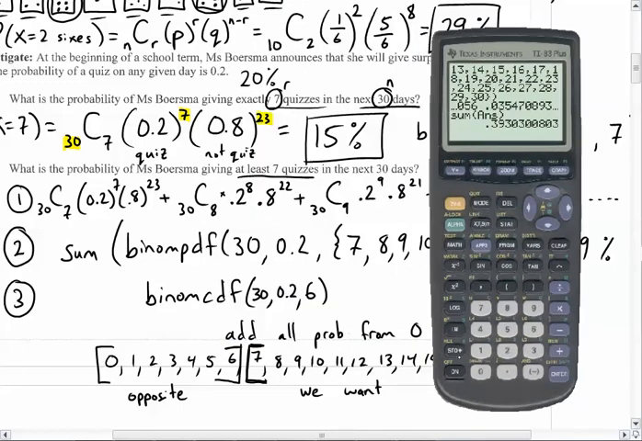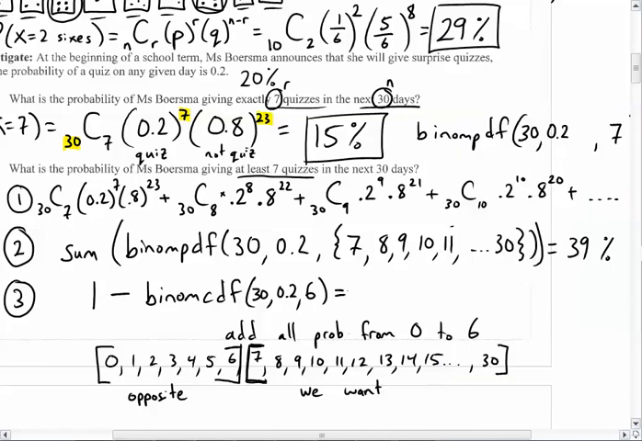So you go to your catalog, second 0, push apps to get down to the B section, and we'll choose the cumulative distribution function for the binomial: 30, 0.2, and 6. And that gives us a 61% chance. 61% and 39% add up to 100%. So to find the probability of what we want, instead of the opposite, we just do 1 minus the opposite probability, and we get our 39% back again. So 1 minus the opposite probability is our 39%. That's it.